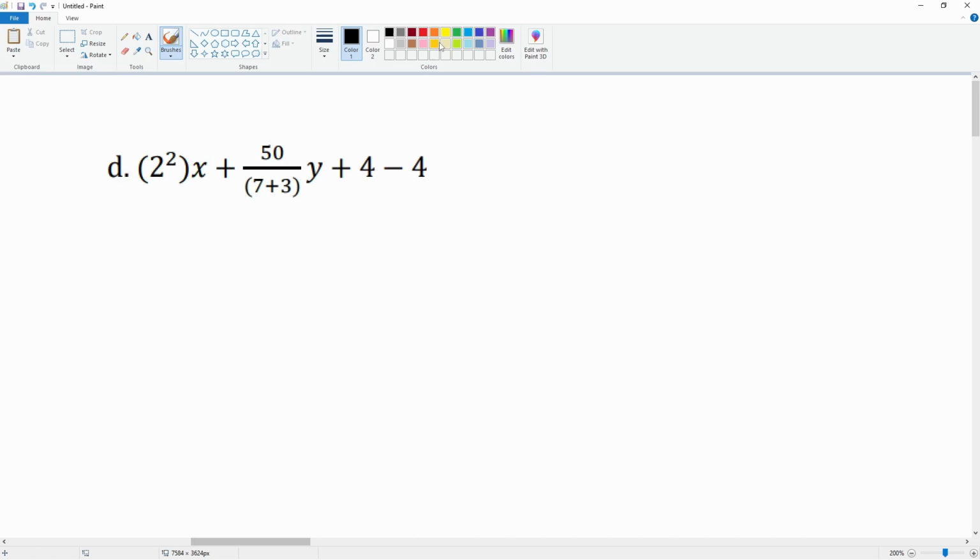Letter D. We have to simplify certain things here following the rules of PEMDAS. Parentheses, exponents, multiplication and division, then subtraction and addition. So we are going to do the parentheses first. So we have the 2 squared, that just becomes 4.